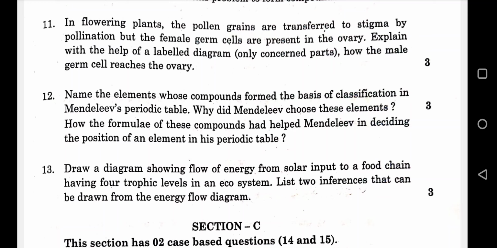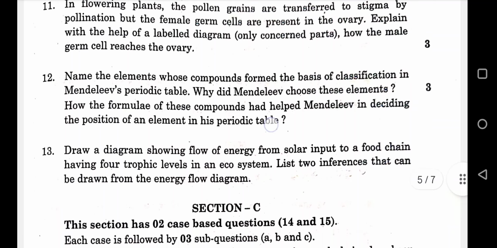How did the formula of these compounds help Mendeleev in deciding the position of an element in the periodic table? It helped Mendeleev classify element positions, because every element gives a different reaction, and elements giving a specific reaction were placed in the same group, like RO2, like CO2, NO2, all that.